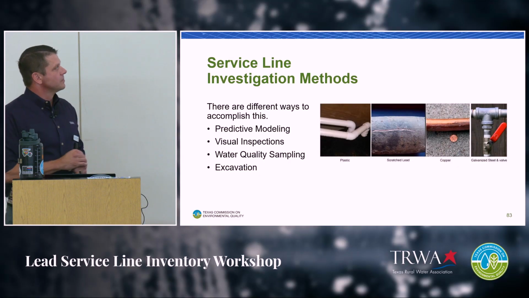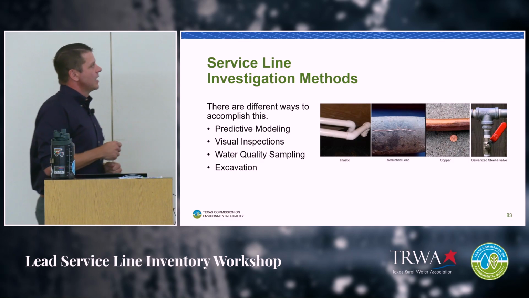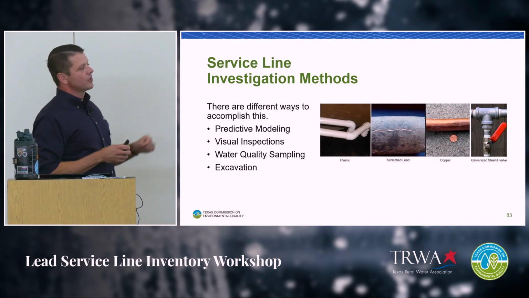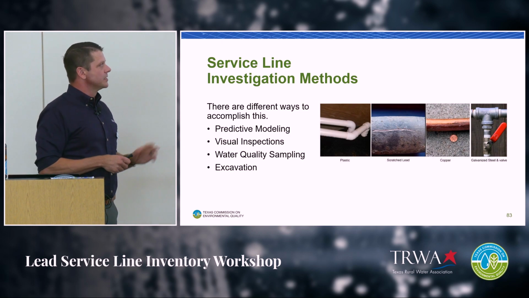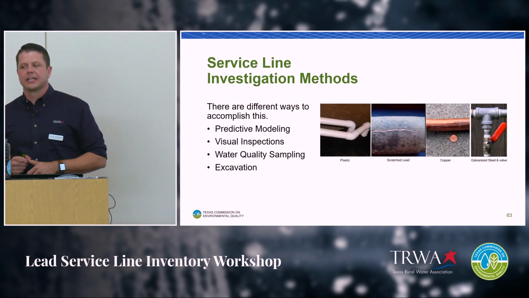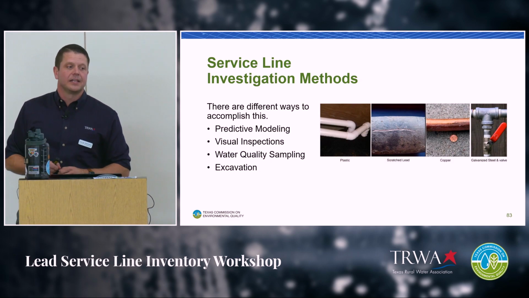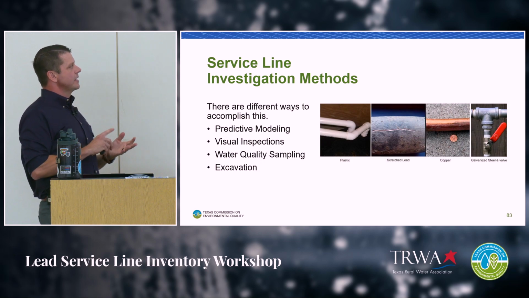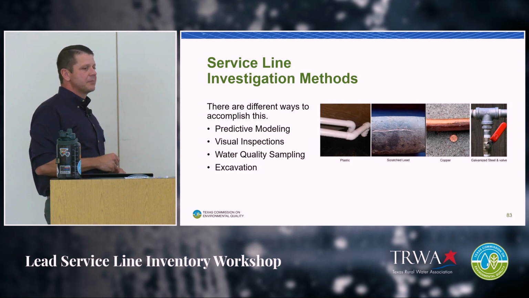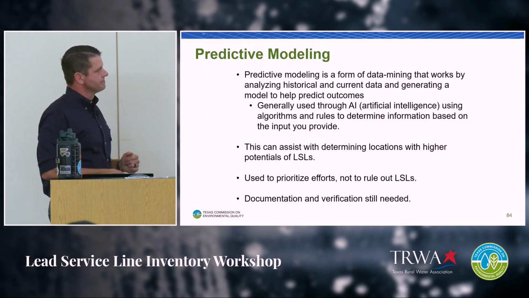So, service line investigations. There are various ways to do this. These are further explained in that EPA manual, with a lot more detail. We're going to touch on these, but you can dig into the weeds for sure in that EPA book. So: predictive modeling, which we talked about a little already, visual inspections, water quality sampling, and then, of course, excavation.